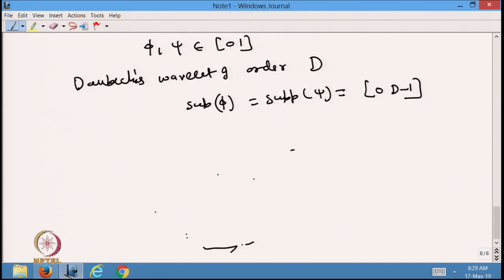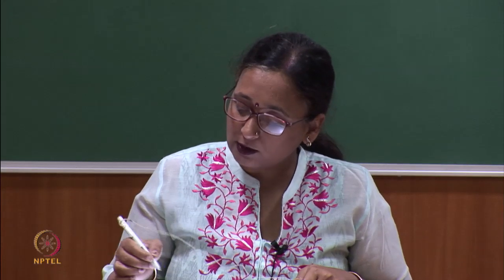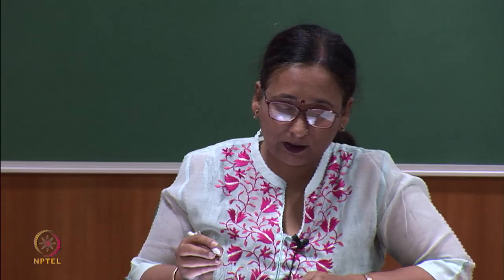Clear? A Daubechies wavelet of order D will have support for both the scaling function and the wavelet function, because every wavelet system is characterized by two functions, phi and psi. Phi is the scaling function and psi is the wavelet, which are constructed by MRA. So, the support is 0 to D minus 1.